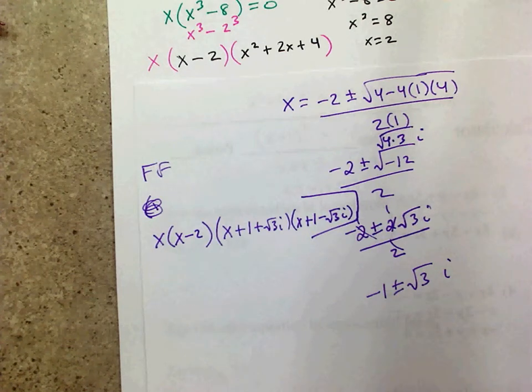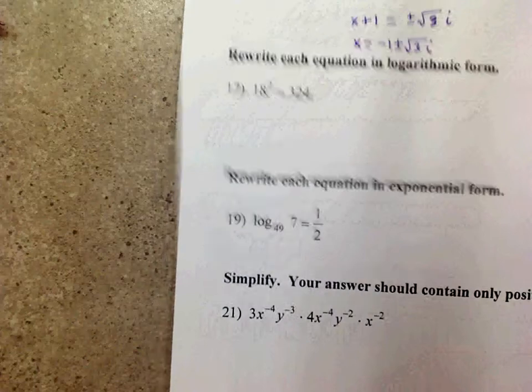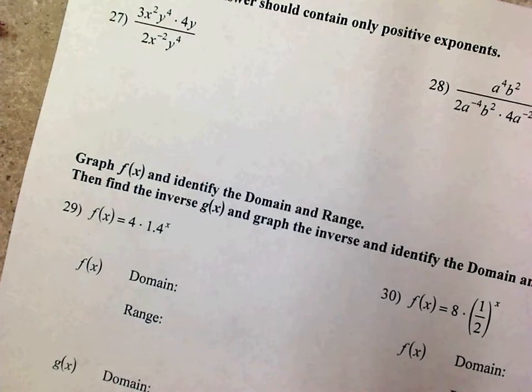Okay. Okay, so there's that. Now what about this one? Okay, wait one sec. Let's go to, no, that's fine. Alright, let's do 17. How do you rewrite that in log form?